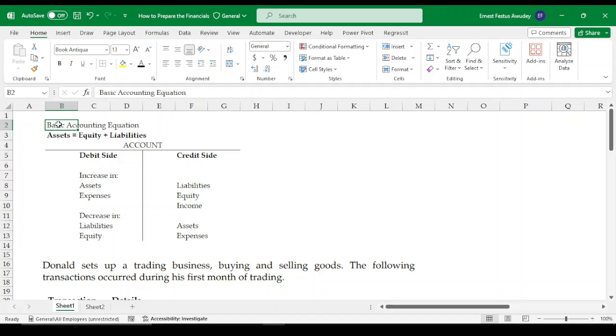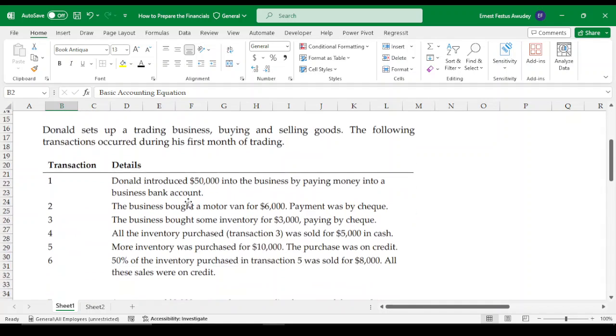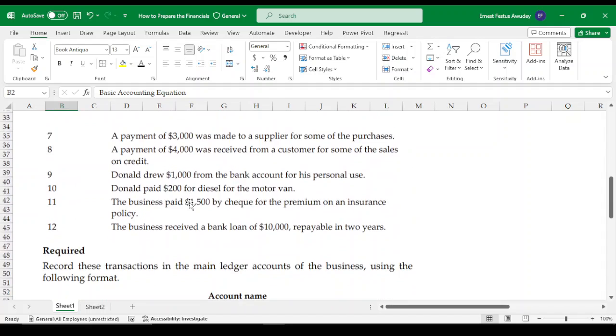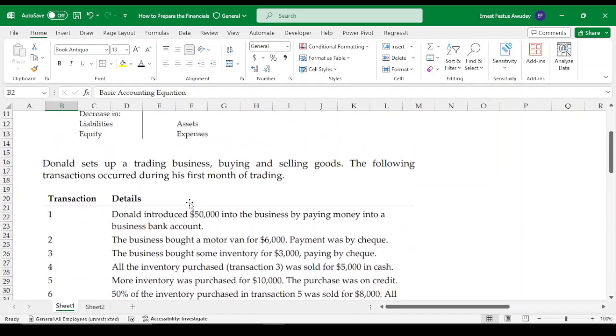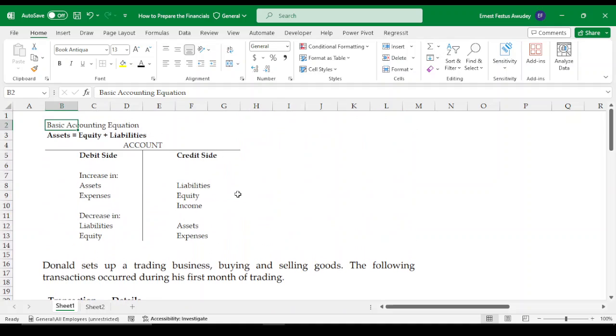We are going to learn how to, number one, prepare a full set of ledger accounts based on a number of transactions that occur within a particular period. We are going to balance off those accounts and extract a trial balance. And then we are going to use that trial balance to prepare a full set of financial statements. So we've got a lot to cover in this video.